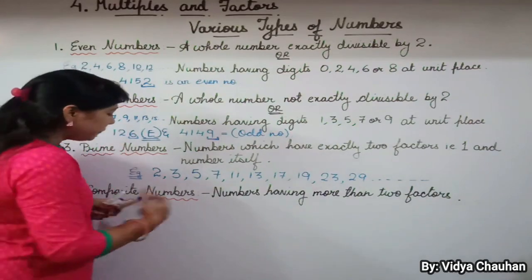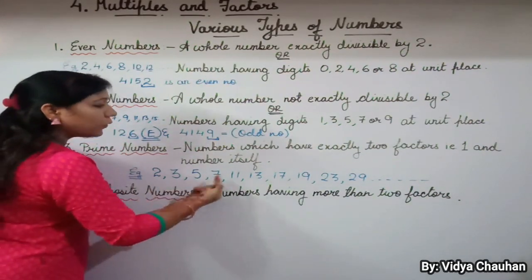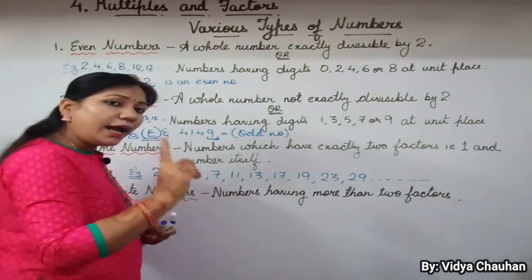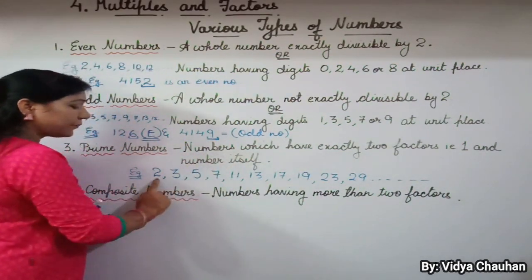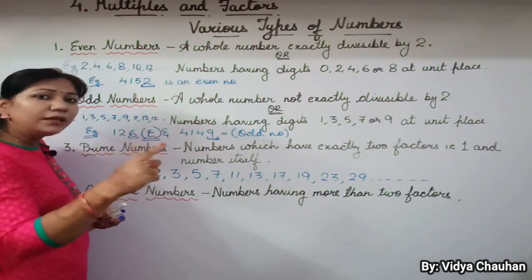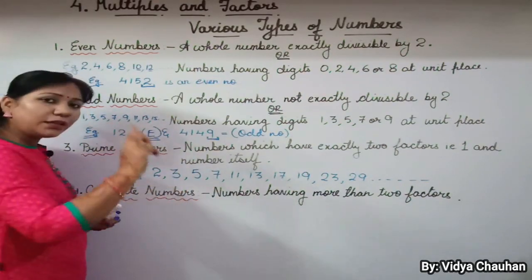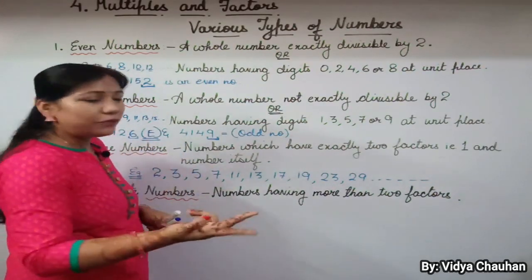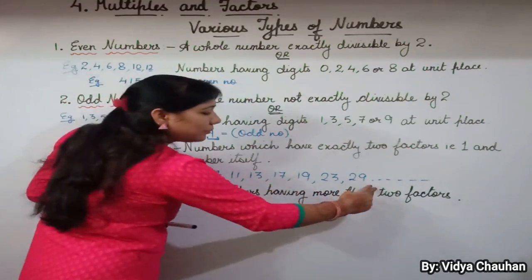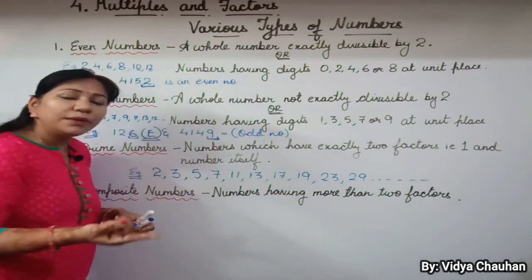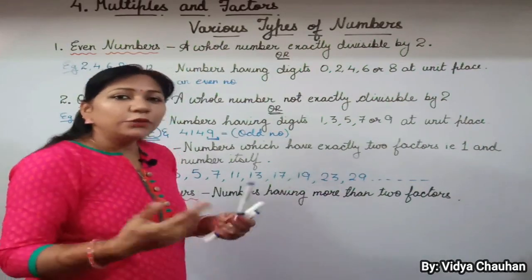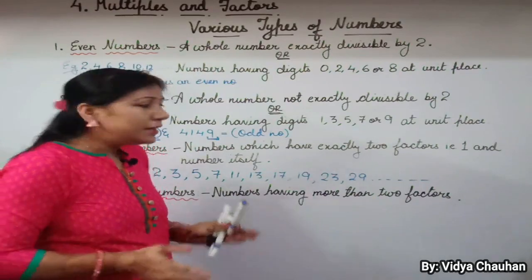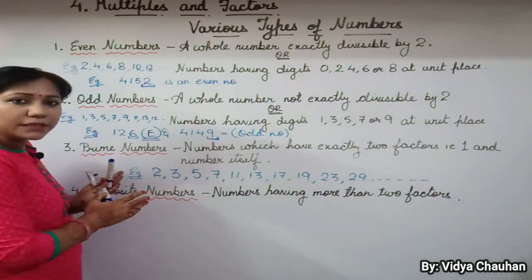So all these numbers, if you check, are only divisible, or you can say exactly divisible, by 1 and the number itself. 2 has only two factors, 1 and 2. 3 has only two factors, 1 and 3. 5 has only two factors, 1 and 5. Similarly, you can see for all these numbers, like 29, it is divisible by 1 and 29 only. You cannot find 29 in any other number's table. Correct? So this is all about prime numbers.